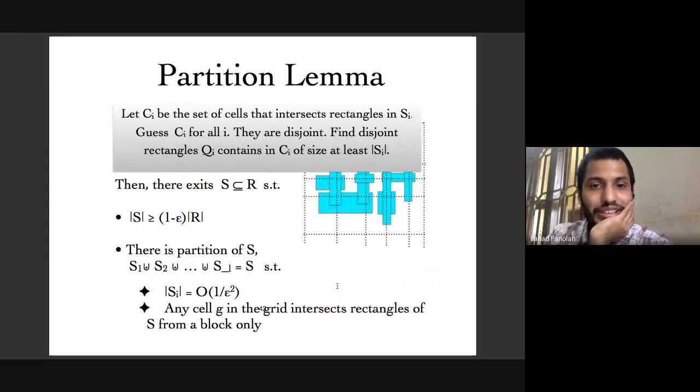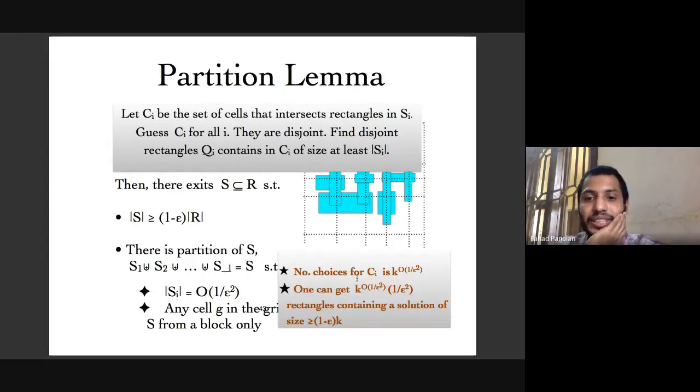So this I explained. Okay, so the number of choices for Ci is k to the power order 1 by epsilon square. This is the second, improved algorithm rather than the naive algorithm which we explained.